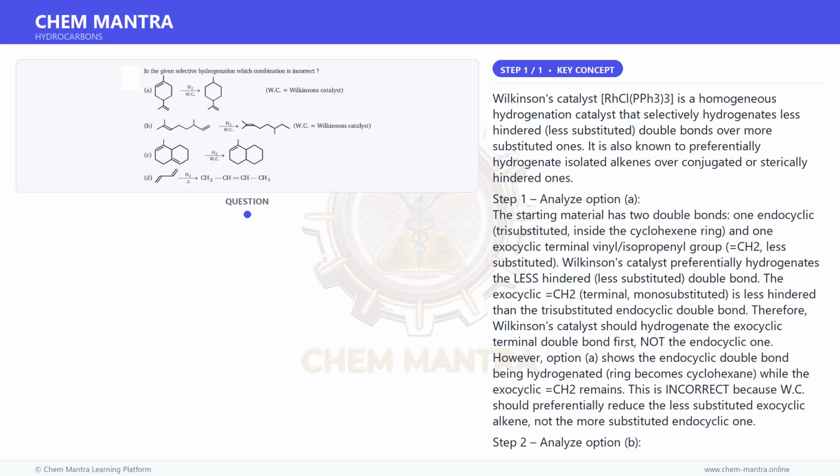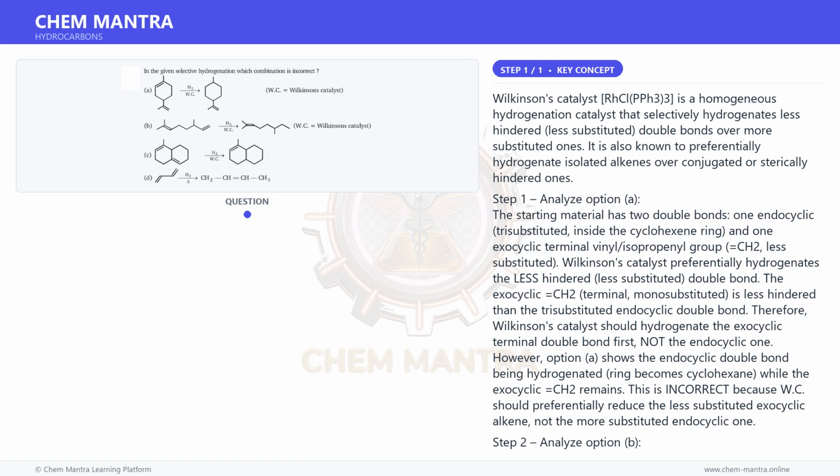Step 2. Analyze option B. The diene has a trisubstituted alkene and a monosubstituted terminal alkene. WC selectively hydrogenates the less hindered terminal alkene, leaving the trisubstituted one intact. The product shown reflects hydrogenation of the less substituted alkene. This is correct behavior for Wilkinson's catalyst.